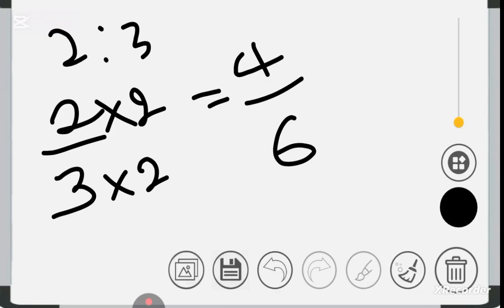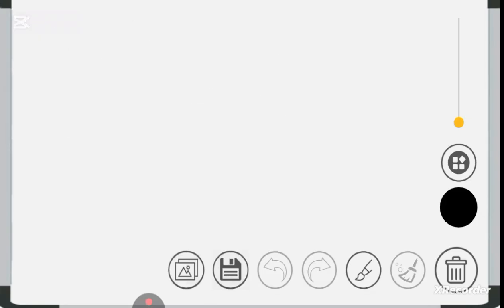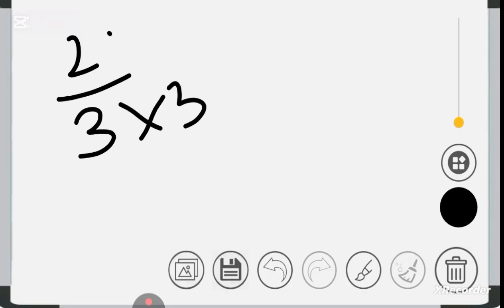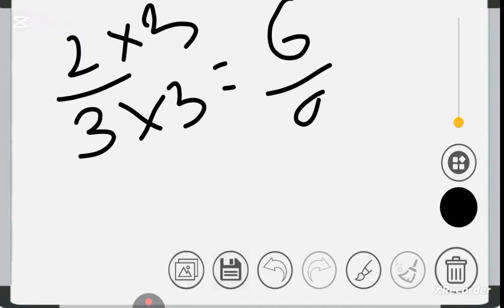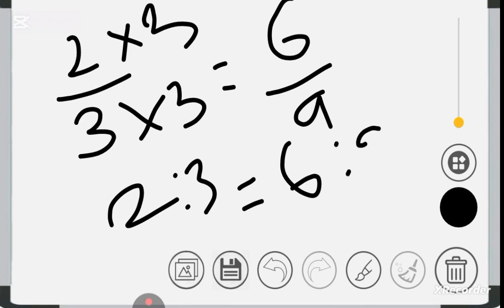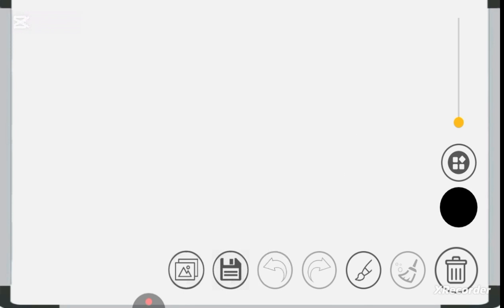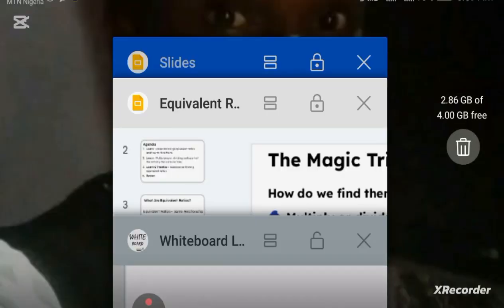Okay, let's try another example. Same, we are still going to use 2 ratio 3. We are going to multiply both sides by 3. If you multiply both sides by 3, 2 times 3 is equal to 6, and 3 times 3 is equal to 9. That means 2 ratio 3 is also equal to 6 ratio 9. It's easy, right? Okay, let's go back to our slide.